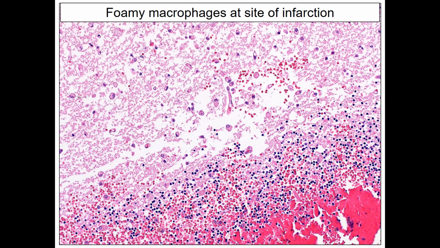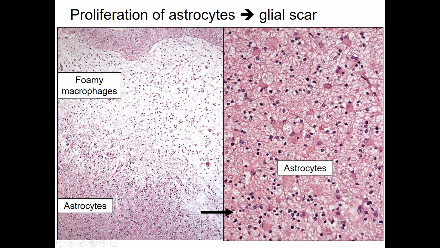So this is a piece of cerebellum. You can see some cerebellar cell types here, and high numbers of foamy macrophages in necrotic cerebellar brain parenchyma. So here are the foamy macrophages, what you see here.